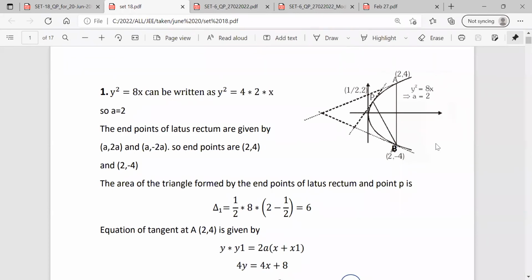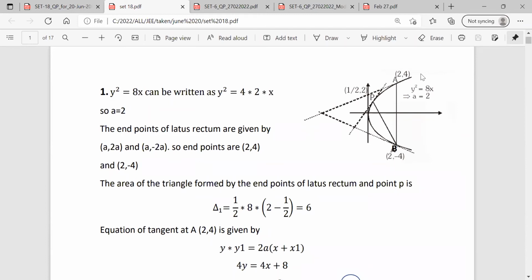Now what we have to do? We have to find out the endpoints of the latus rectum. So we know the coordinates of the endpoints of latus rectum also, right? It's (a, 2a) and (a, minus 2a). So we have the value of a here, that is 2. So we can find the endpoints as 2, then 2 into 2, that is 4, then 2, and minus 2a is minus 4. So now we have the value of a, and we have the endpoints.